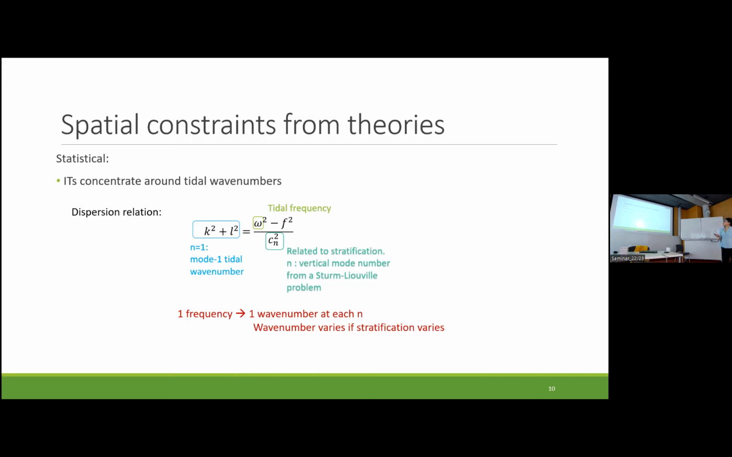For a fixed tidal frequency, like M2 waves, omega is fixed, and f is the Coriolis frequency, and c_n is the group speed that's related to the stratification. So it's related to the stratification profile, and you can get it from solving the Sturm-Liouville problem. And here n refers to the vertical mode number of the wave. So if you have a fixed frequency, and then if you also fix the vertical mode number, then the left-hand side is fixed. Therefore we should expect internal tides to concentrate around a certain tidal wave number corresponding to a certain tidal frequency.